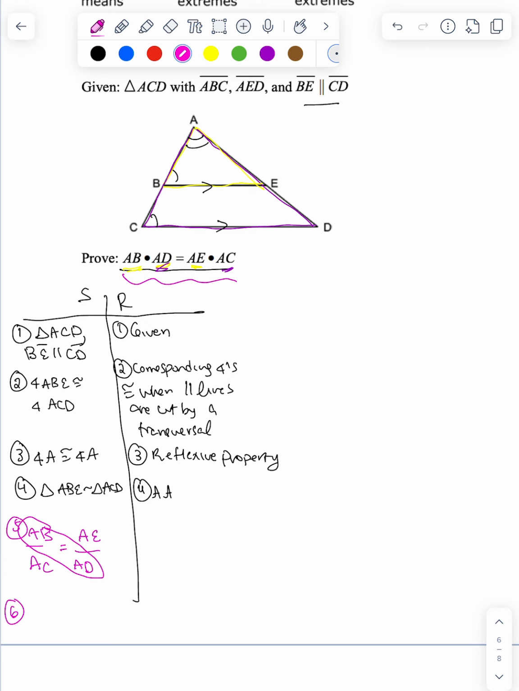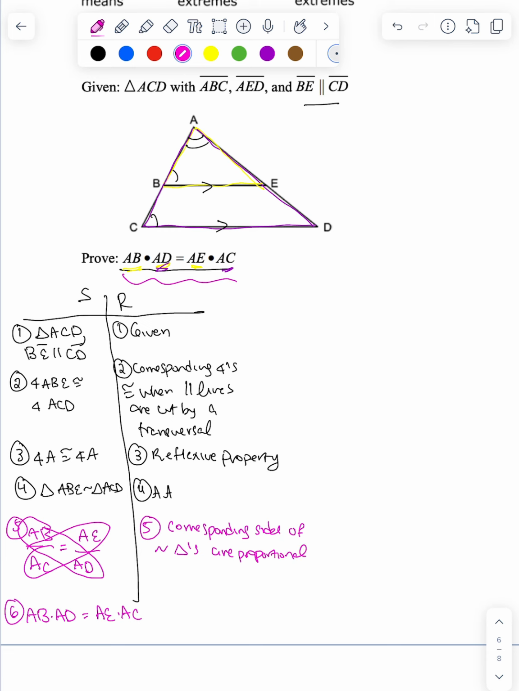When I cross multiply this way, I get AB times AD. So far, so good. When I cross multiply this way, I get AE times AC. So it's good. Always double check that your proportion cross multiplies to give you your product. That's something that people always mess up on. And our reason for the proportion is the same reason every time. We're able to make a proportion because corresponding sides of similar triangles are proportional.